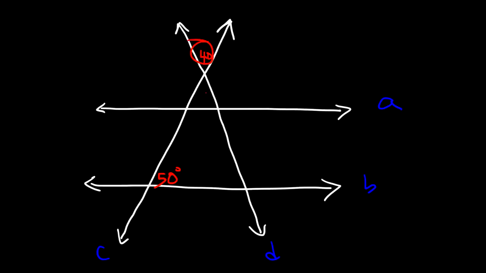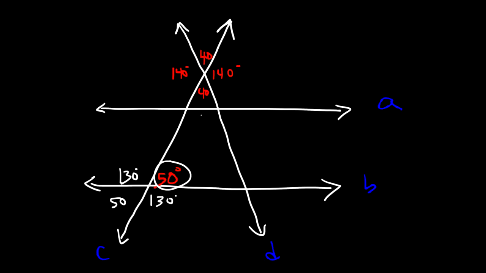So this angle is 40. We know this has to be 40. They're vertical angles. And therefore, 180 minus 40 is 140. Now, this is 50. This must be 50 as well. They're vertical angles. And these two are supplementary. 180 minus 50 is 130, which means this is 130.